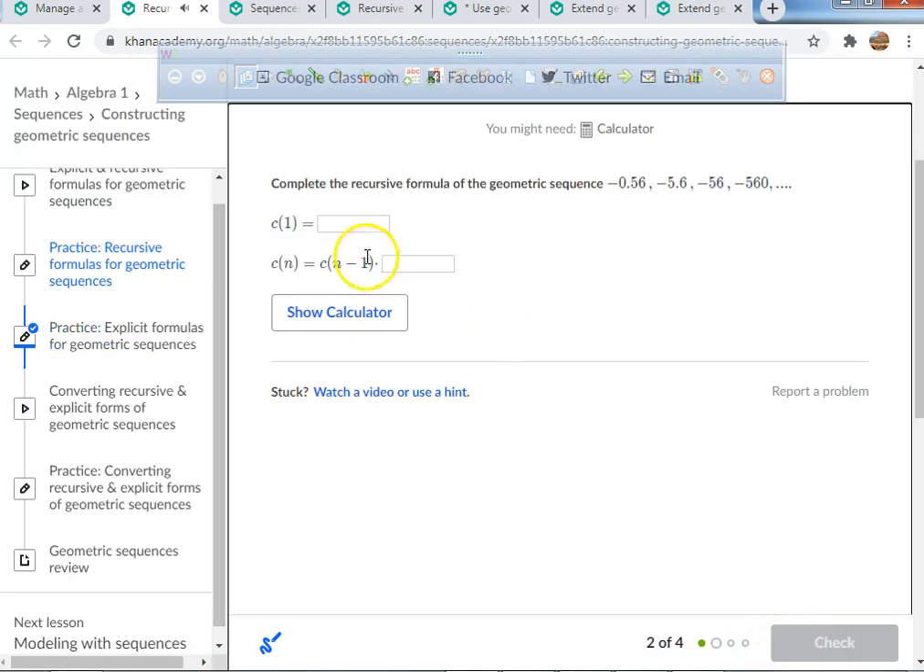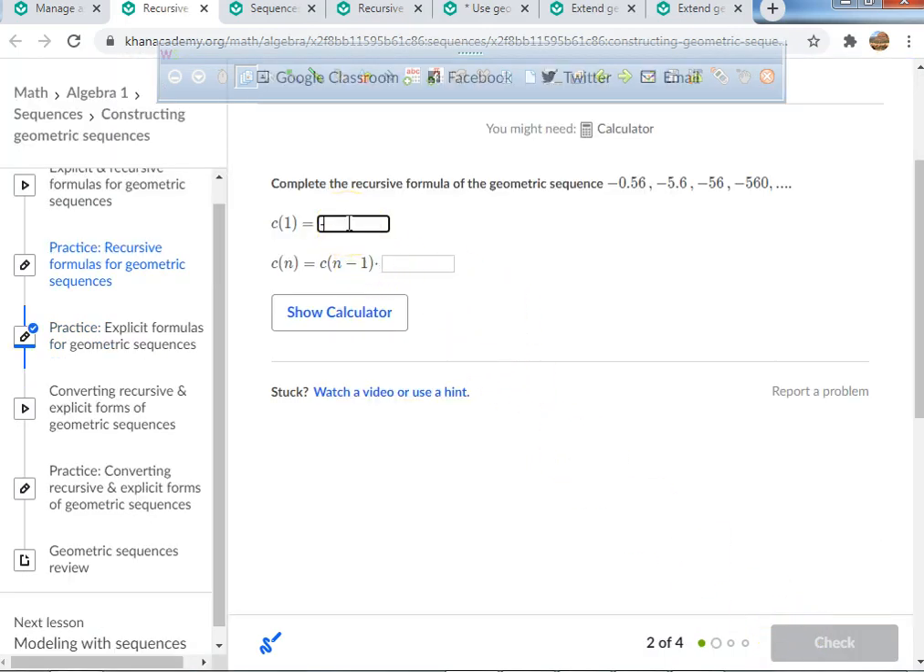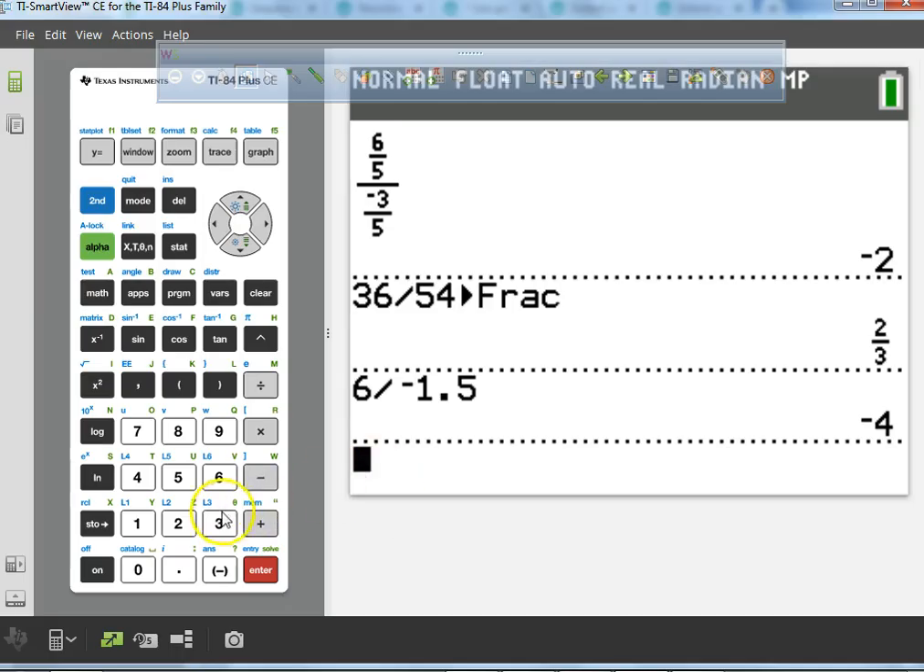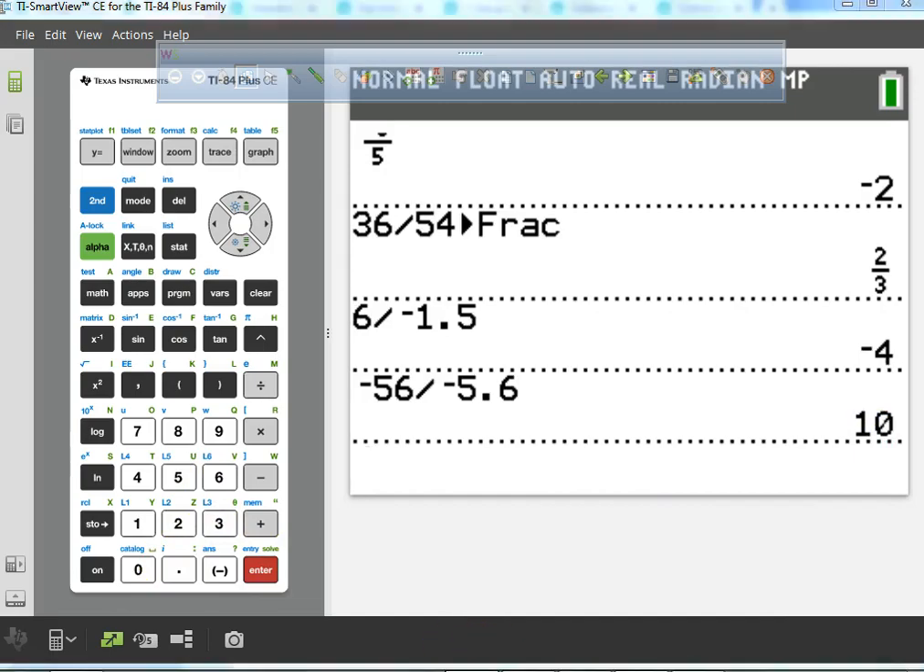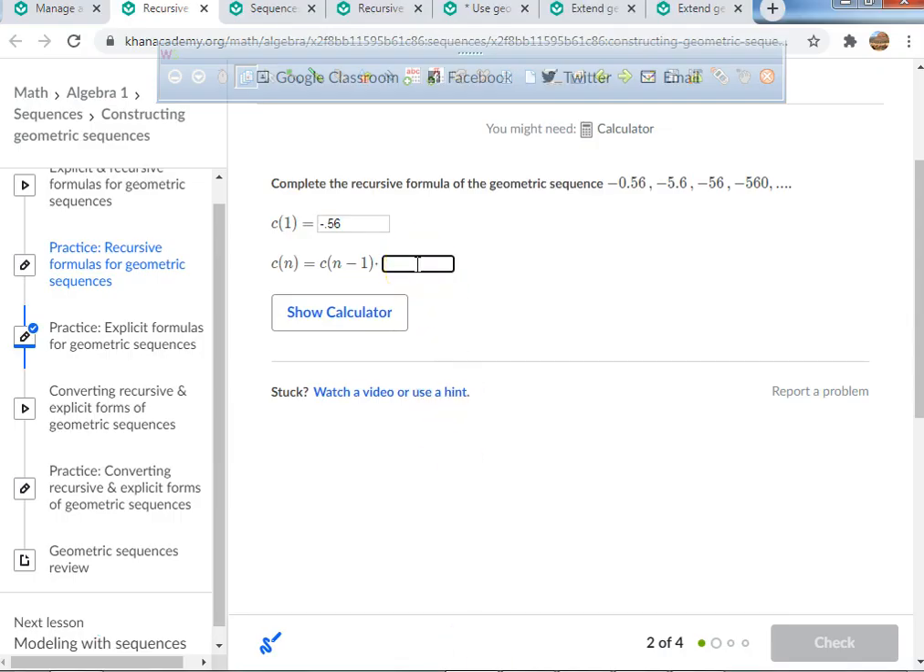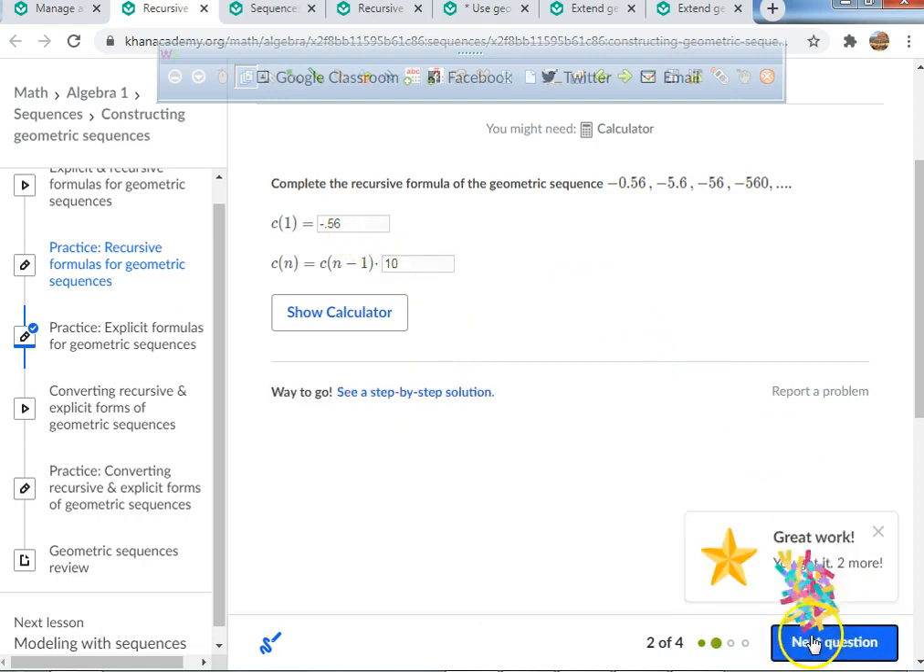All right, next one, our very first term is -0.56. All I've got to do is do this divided by this. So if I do -56 divided by 5.6, that decimal moved over once, so it's going to be 10. But in case you're not sure what I'm telling you, -56 divided by -5.6, you can see that's equal to a 10, which means I'm simply multiplying everything by 10 over and over and over again.